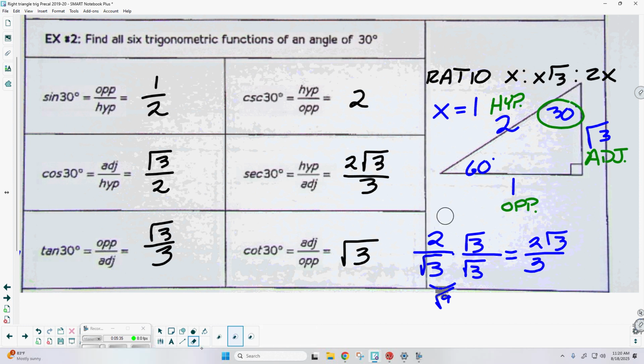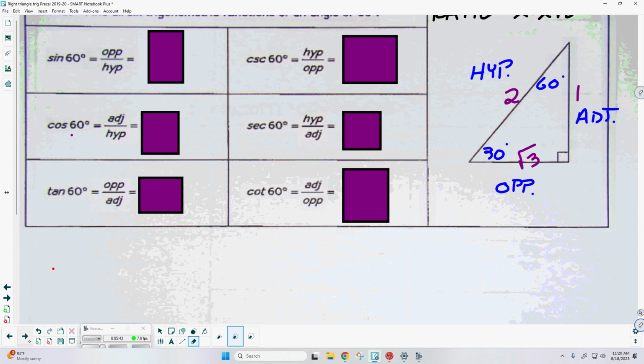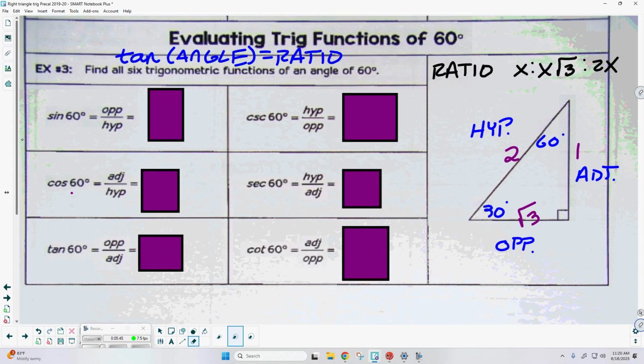Good, good, good. Okay. Now, what we're going to go ahead and do for the next section, we evaluated all of these at 30 degrees. Now we're going to do this at 60 degrees. So it's still a 30, 60, 90 triangle with the same lengths, but now we're focused on 60 degrees, no longer 30. And we'll go ahead and run through a couple of these.